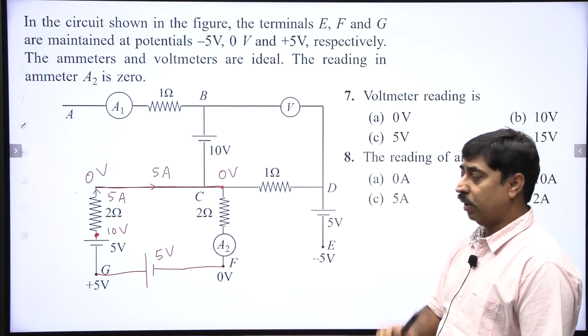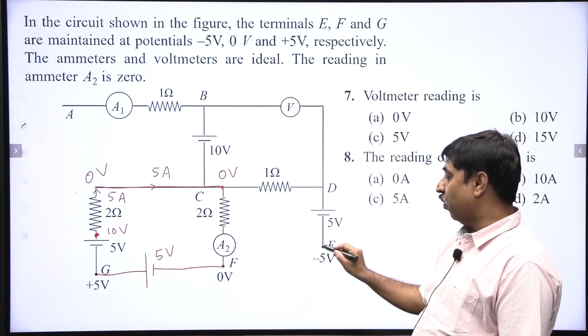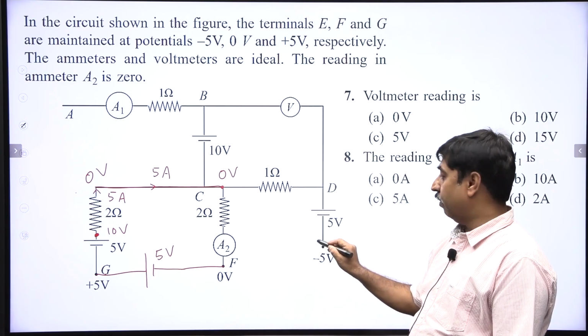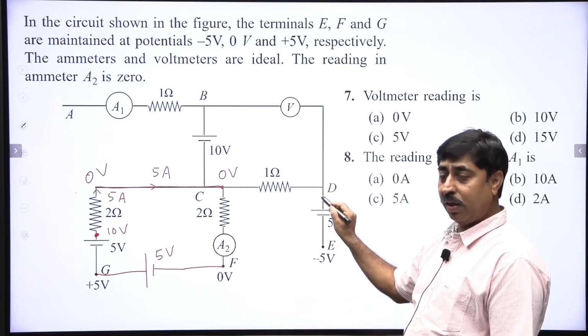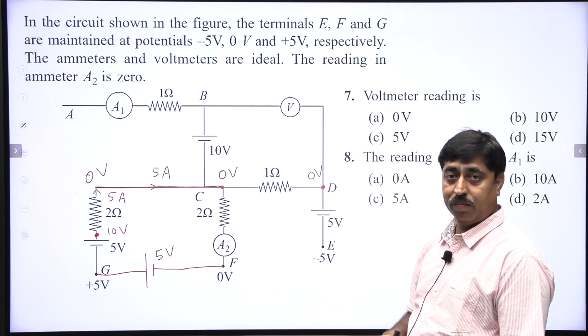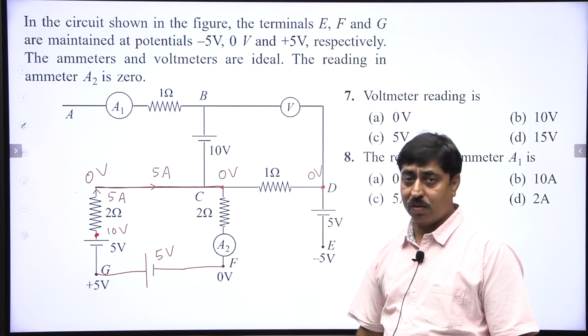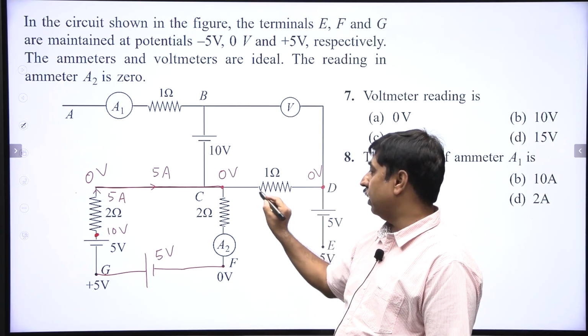Now, come to this end, this is maintained at minus 5 volt. So, if I start moving from here, this is minus 5, add 5 volt to it and this becomes 0. So, this point is at 0 volt, this point is at 0 volt, this point is at 0 volt, this point is at 0 volt, which means there is no current in this path.